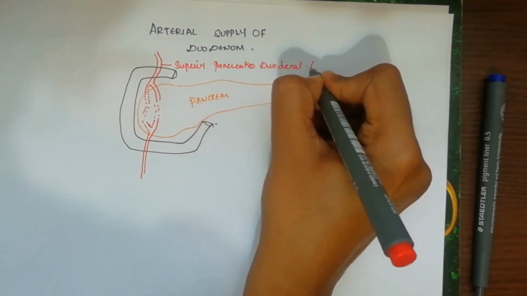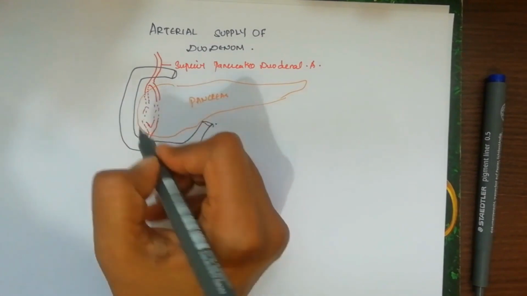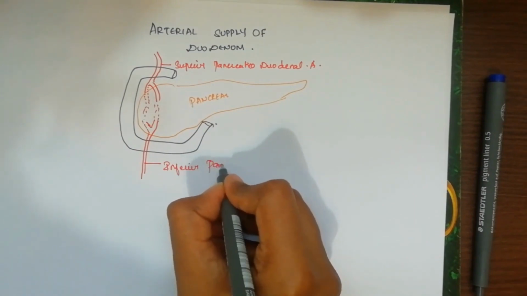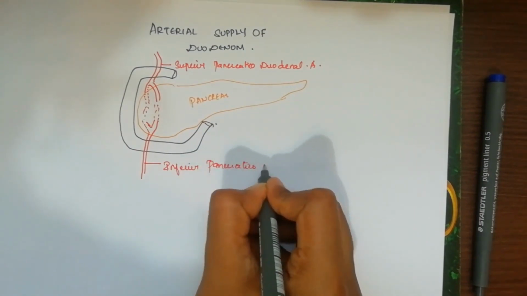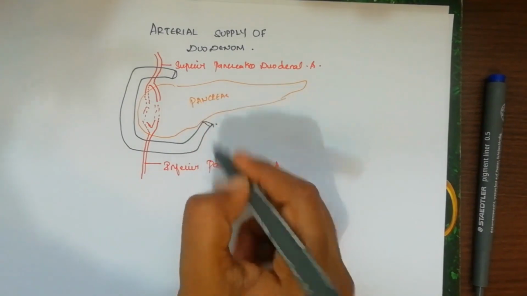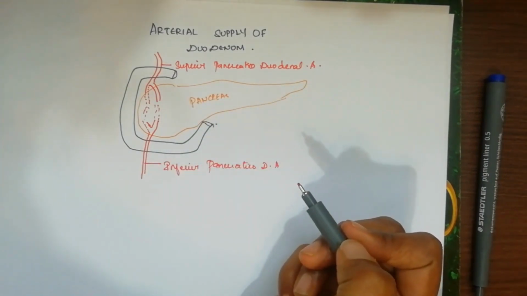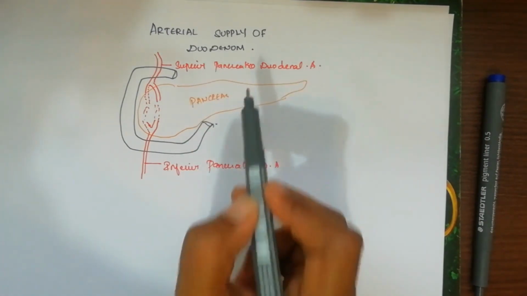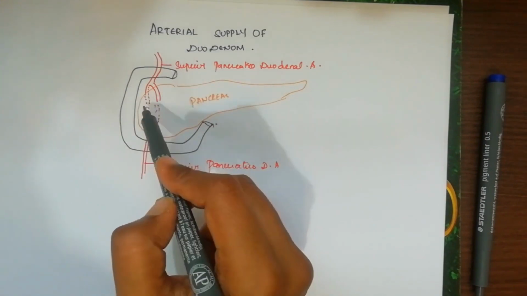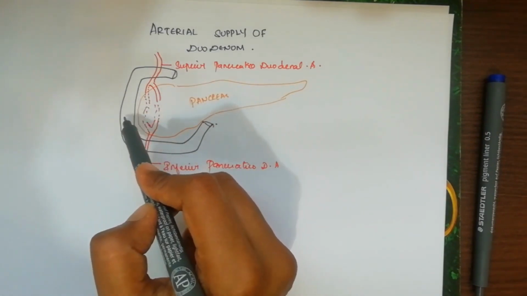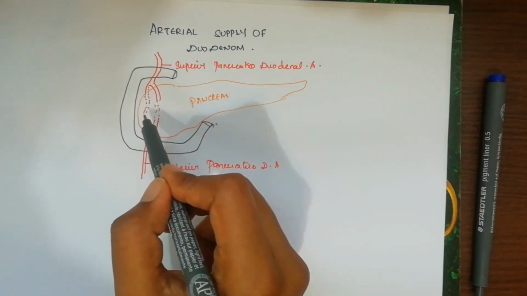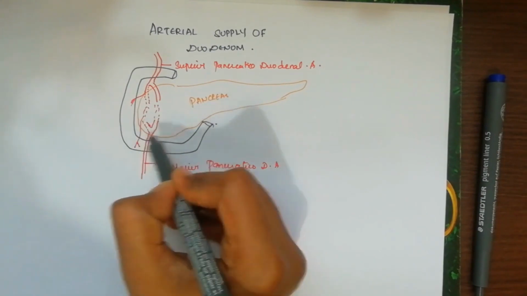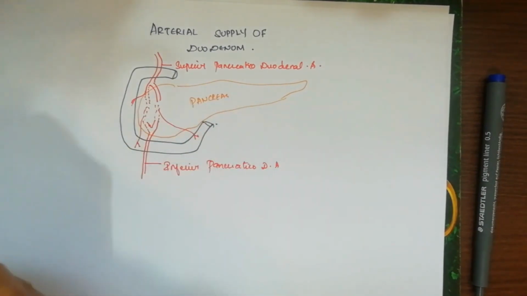The superior pancreatico-duodenal artery divides into anterior and posterior branches. In the same way we have the inferior pancreatico-duodenal artery. The inferior pancreatico-duodenal comes from the superior mesenteric artery. The superior pancreatico-duodenal comes from the gastroduodenal artery. Both will anastomose in the pancreatico-duodenal groove between duodenum and pancreas, and give supply to the second, third and fourth parts of duodenum.